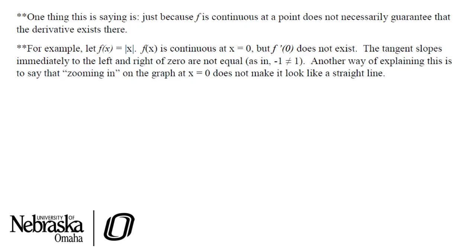Those do not match. Another way of explaining this is that zooming in on the graph at x equals 0 does not make it look like a straight line. So the limits from each direction match, but the function doesn't have a derivative at that point. In other words, looking from left and right, the slope from each direction is different, so there is no derivative there.